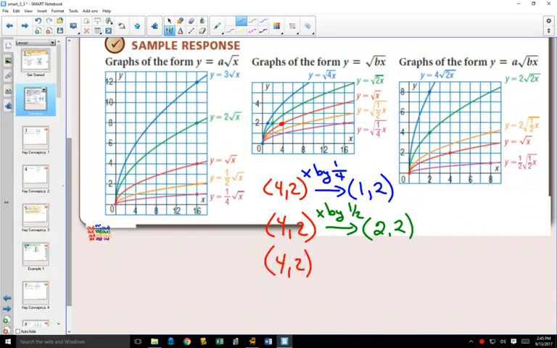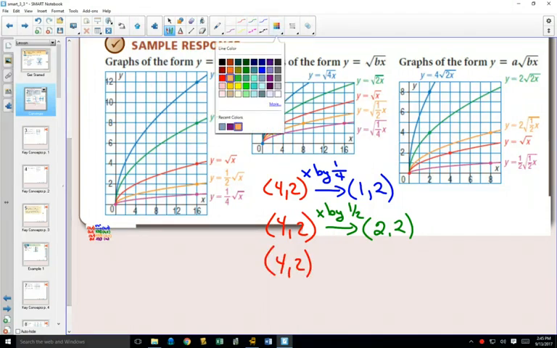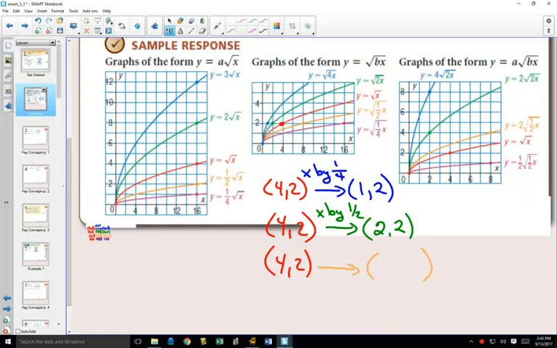On the orange one, we have the point 8, 2. There's a half inside that function. The reciprocal of a half would be 2 over 1. And so now our x values are getting multiplied by 2.